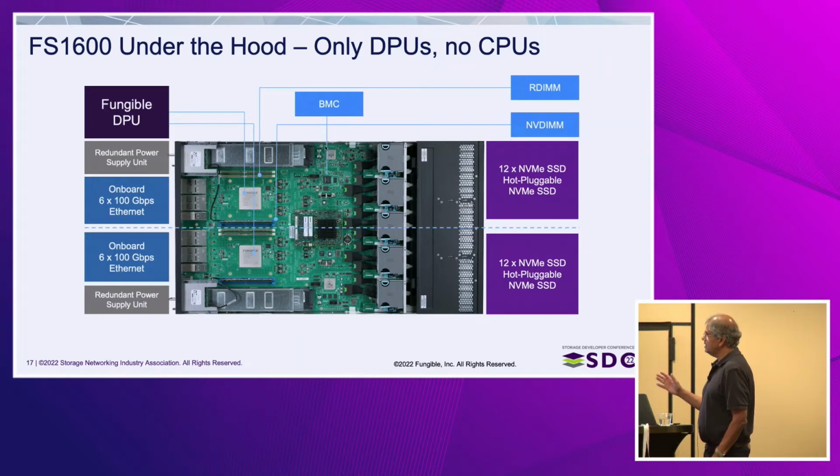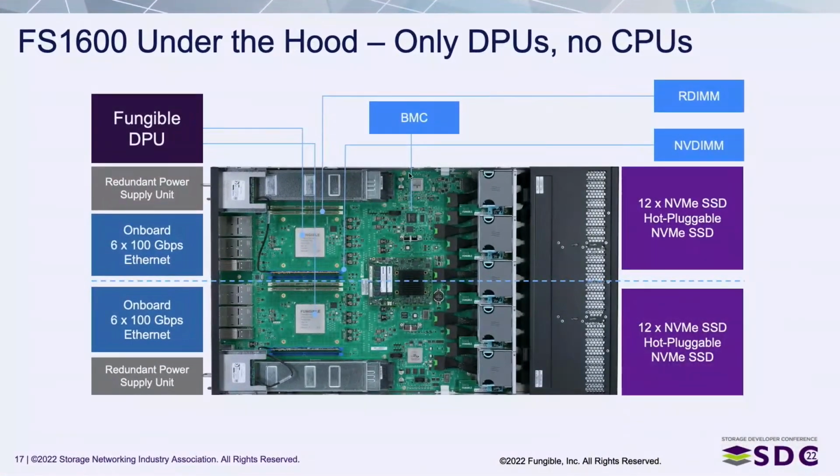So this is just showing you that there really is no general purpose processor. It's just a picture of the board. This is the board that's actually inside our real product. It's actually an older version of the board, but you can see all it's got is the 2 DPUs, some RDIMMs and some NVDIMMs, a BMC, and then you've got the SSDs, 24 SSDs on the right, and then you've got all the network connectivity on the left. I just wanted to show you, it's a real board. There's nothing in it.